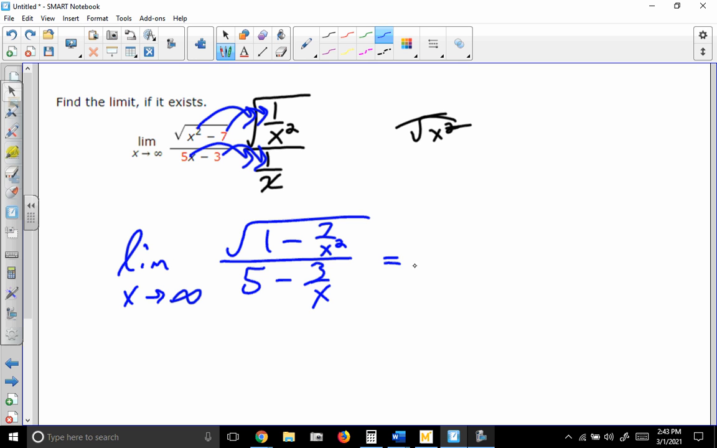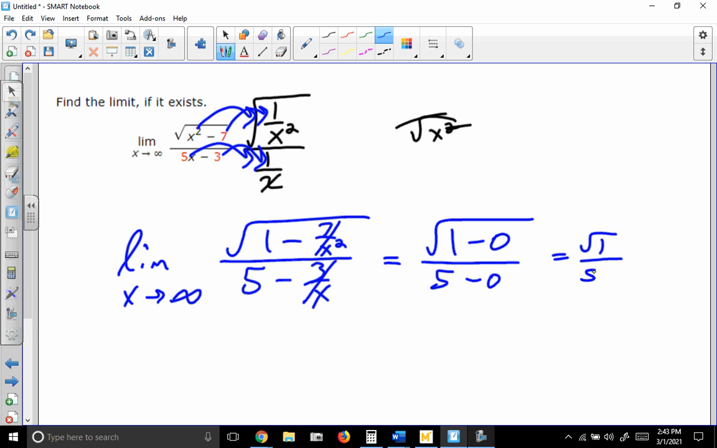So once we get to this part, now that each term has a constant on top and x on bottom, the limit of any constant is itself. If we're letting x go to infinity, then this term is 0. The limit of a constant is a constant, and this term goes to 0. So that makes 1/5.